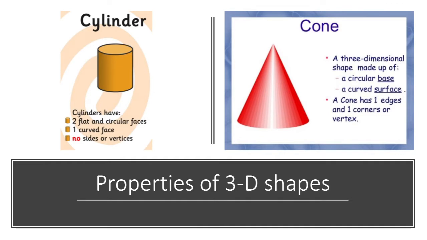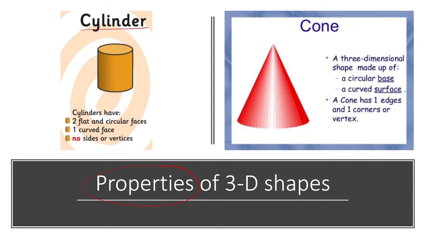All right, first one, what do you have? So we are actually going to look at properties of our 3D shapes. Properties, what makes our 3D shapes, right? So how many faces does it have, and how many sides or corners or vertices does it have? All right, so let's start off with the cylinder, right?